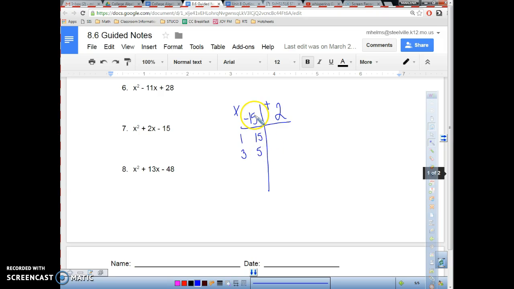So they multiply to give me a negative. One of them has to be negative. One of them has to be positive. But when they add, they give me a positive. So that means my bigger number has to be positive. So then I'm just going to make my smaller numbers negative. So we have -1 plus 15, which is 14, and -3 plus 5, which is 2. So -3 and 5 are what multiply to give you -15 and add to give you 2. So my two numbers are x minus 3 and x plus 5.